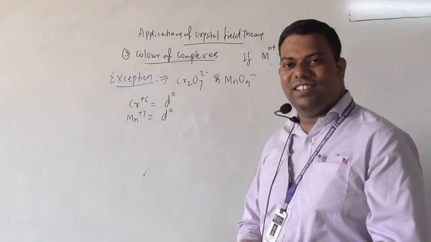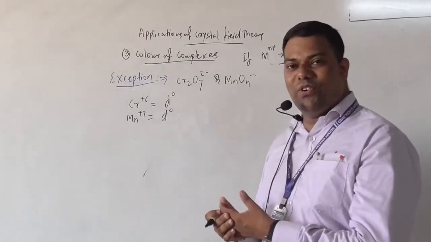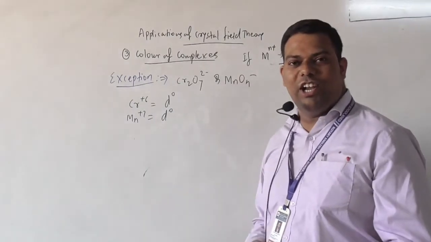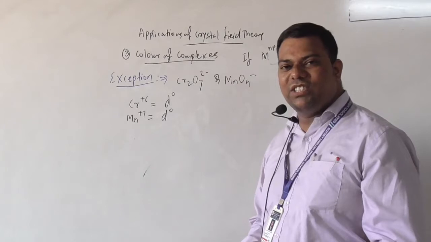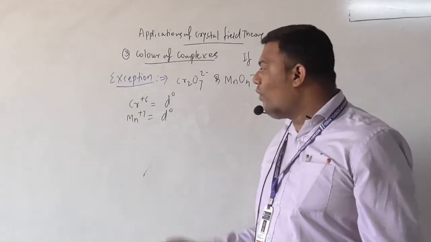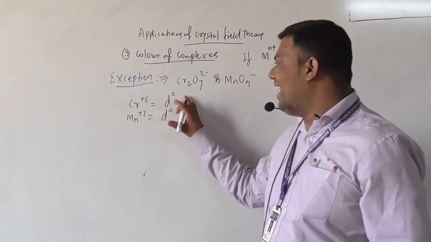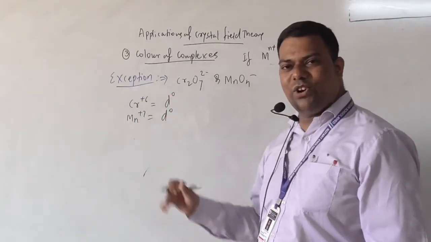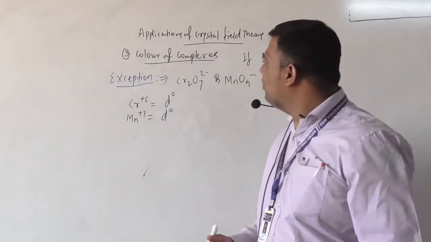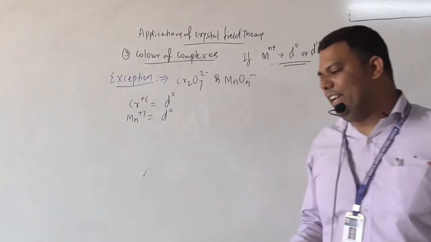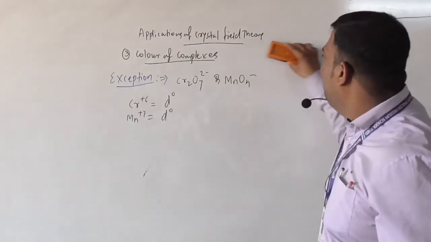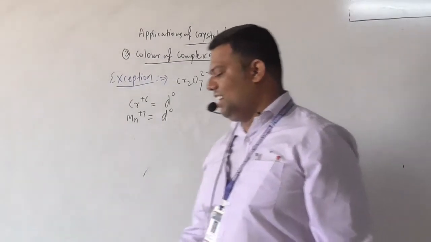As you know, potassium dichromate is an orange colored solid, and potassium permanganate is an intense violet color. Now why are they showing color here? These are d0 complexes, and d0 has no electrons. Whenever it is d0 or d10, that metal ion will not show color. But here it is exceptional.